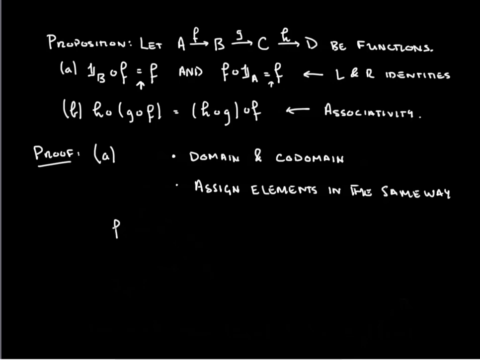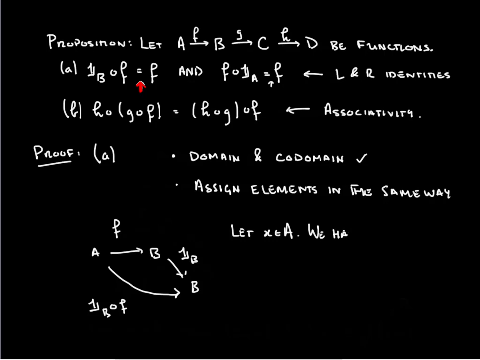We have the function f that goes from A to B. Then we have our identity function that goes from B to B. And then our composition necessarily goes from A to B, because it is the identity circle f like this. So both our composition and f go from A to B, so the first step is done. The second step, we need to verify that those two functions assign the elements in the same way. So we'll start with an element in the domain. Let x be an element of A.